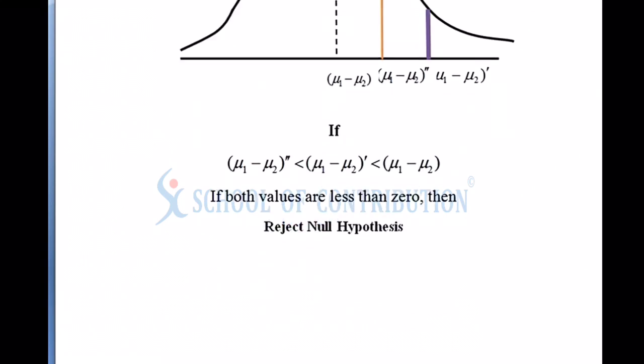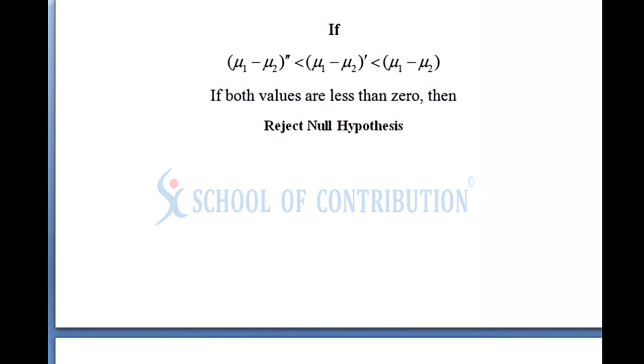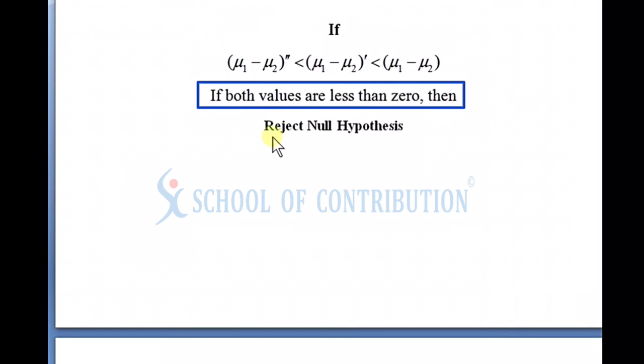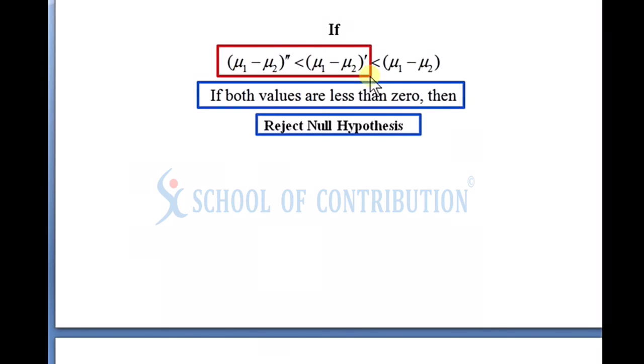In the third case, when the two interval values are negative, we reject the null hypothesis. If both values are less than 0, we also reject the null hypothesis. In this case the two interval values are less than 0, and this is the difference between the two population means that is equal to 0, so we reject the null hypothesis.